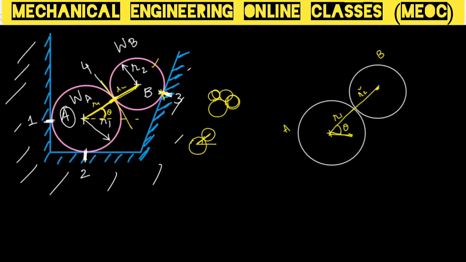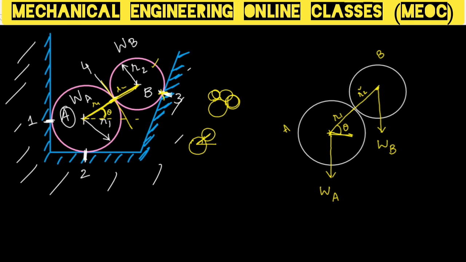Now once we are done with drawing the circles, we have to show the weight force of cylinder A, which is WA vertically downward. Similarly, the weight force of cylinder B, that is WB. Now we are replacing all other supports.